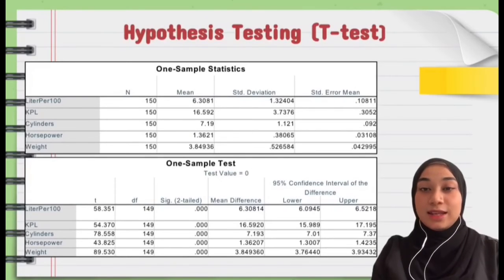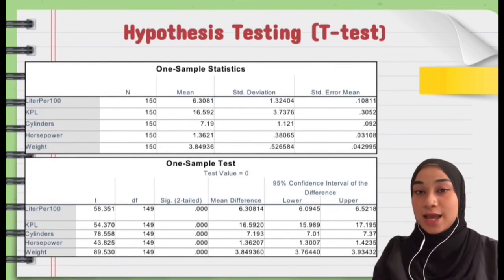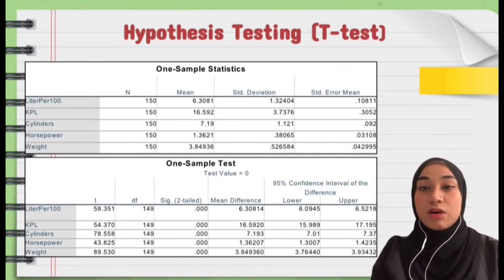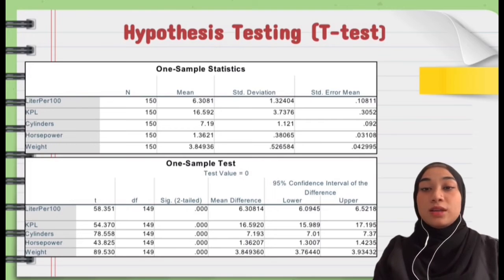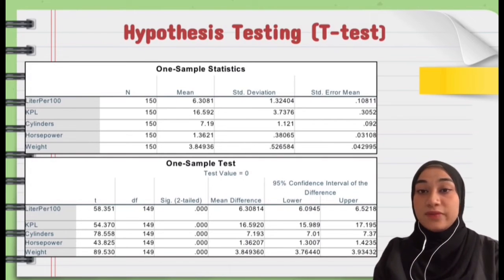Hypothesis testing, t-test. According to the SPSS result, it showed the analysis of t-test for the dataset of vehicle brands by liter per 100, KPL, cylinder, horsepower and weight. The significance value, 2-tailed, is 0.0, which is less than 0.05. It means that there is a significant difference between the vehicle brands by the variables.